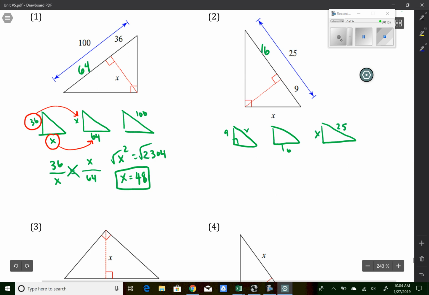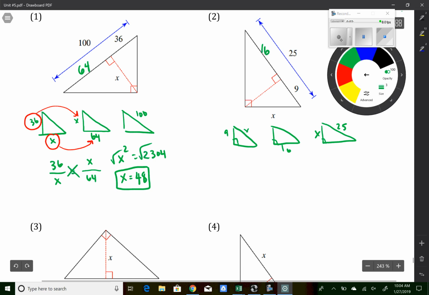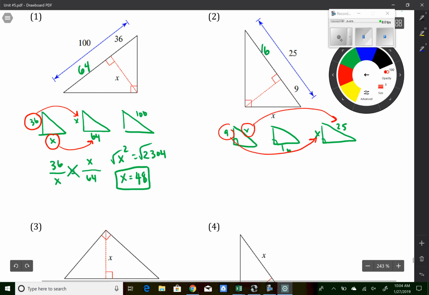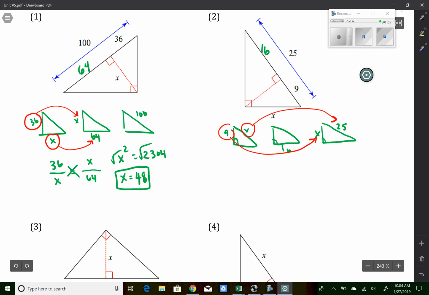So I'm going to do some comparisons here between the smallest triangle and the largest triangle. I'm going to say x becomes 25, the same way that 9 becomes x. If I set up my proportions here, I can say x over 25 is equal to 9 over x. Cross multiply, and I get x squared is equal to 225. Again, when I take my square root here, if I plug that right into my calculator, I get a perfect square of 15.